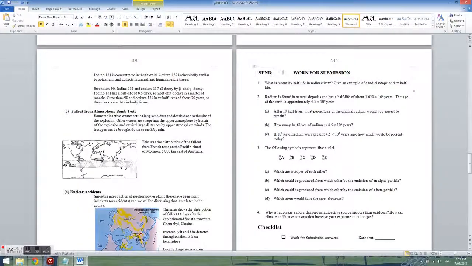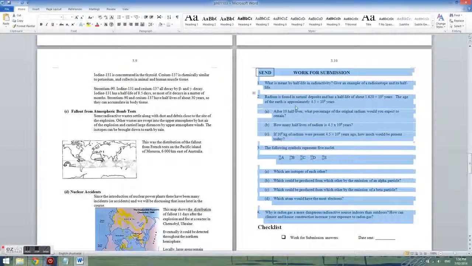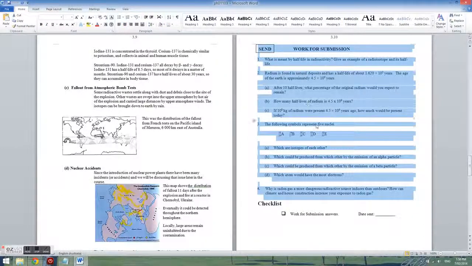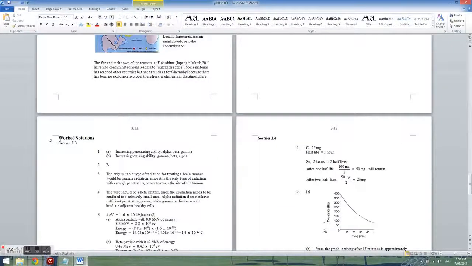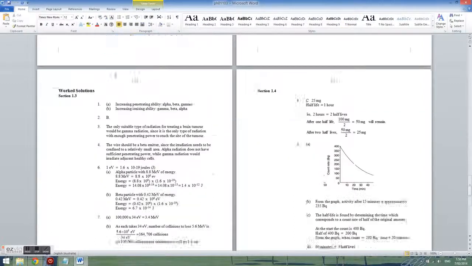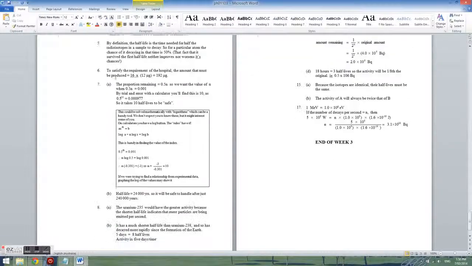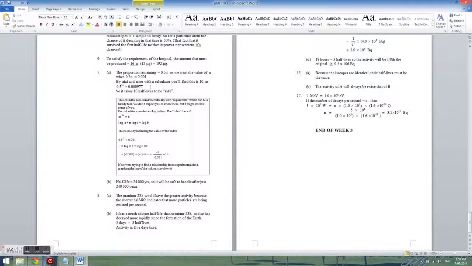Now, page 3.10 is the work you have to submit. You also find it in your assignment book. Make sure you do that and submit it on time. Then for your practice questions, you find your textbook question answers there. Make sure you do the questions. You don't have to send them, but make sure you do the questions.